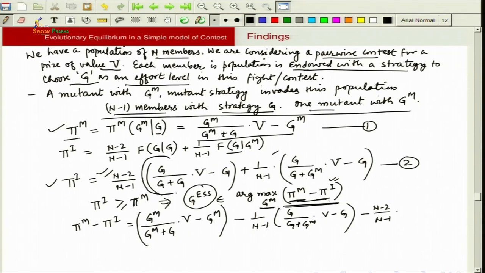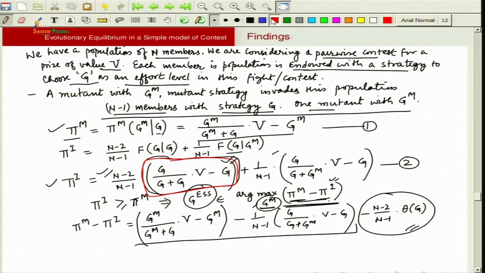If you focus on this part in red, you will see this is not a function of G_M. We are maximizing with respect to G_M, so this part of the objective function is not a function of G_M. It is a function of G only, so we can consider it as a constant, and I write this red enclosed part as some theta of G. So our job is to maximize this with respect to G_M. We can ignore this part while maximizing, because it does not involve our maximizing variable, and we maximize this part only. Our objective function to maximize now becomes this.